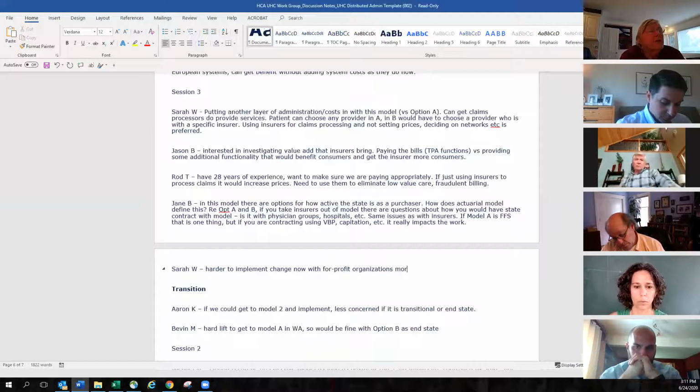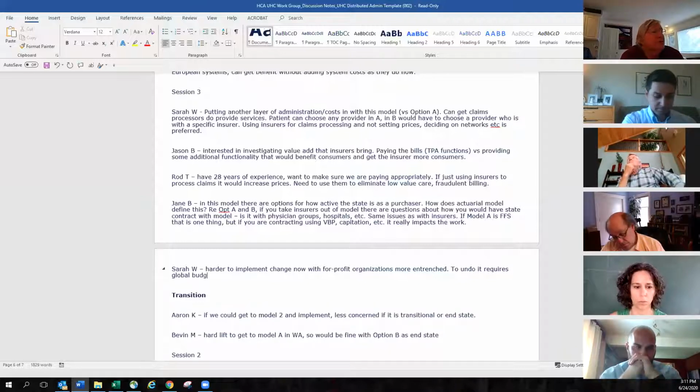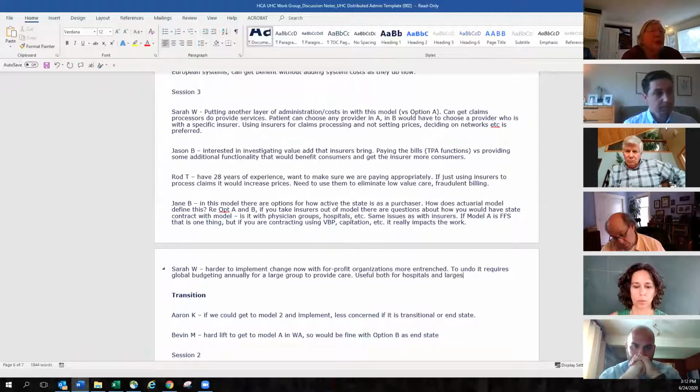And I think to undo it, you have to use global budgeting with some of these very large groups and negotiate an annual budget for that group to provide the care that they normally provide. When we were originally writing it as the Health Security Trust, we considered that for hospitals, but I think now it would be needed for some of these very large groups as well. But that is kind of how you can get at this problem, giving them a budget and saying, okay, you practice within it.